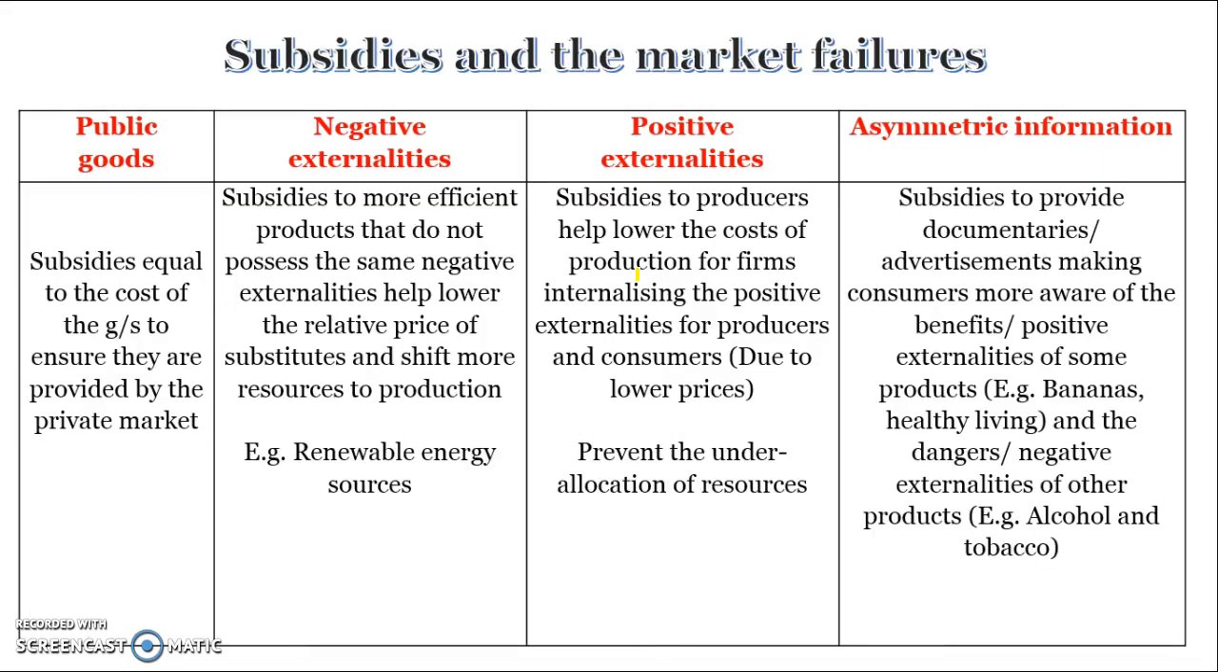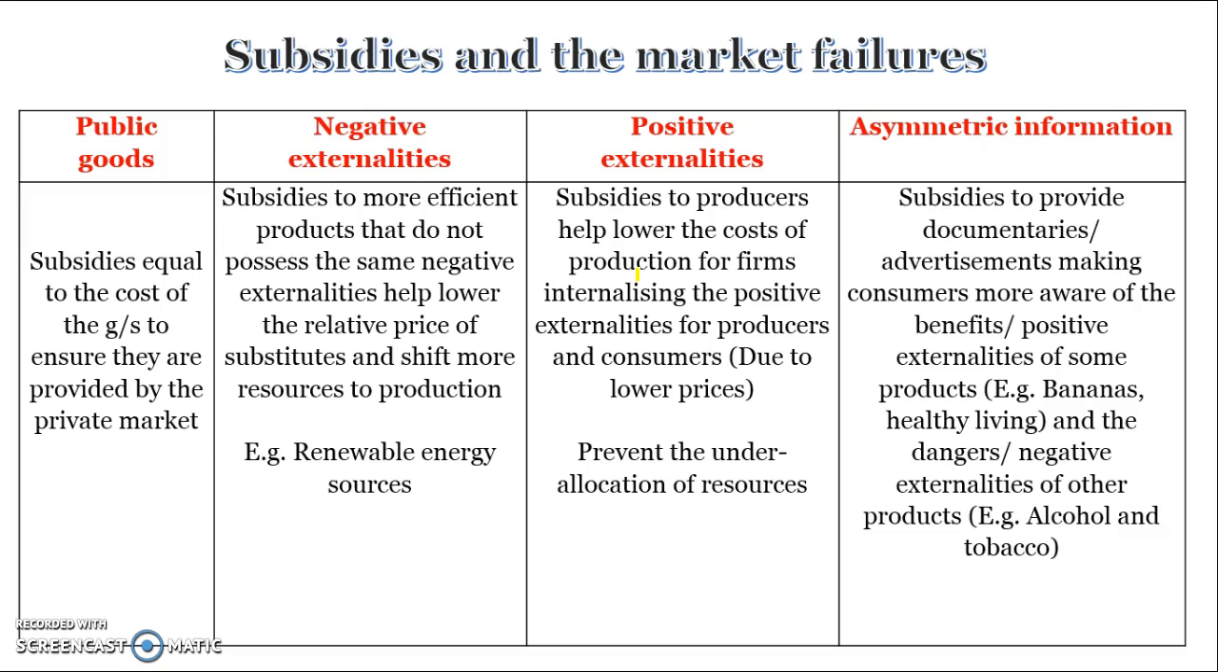So in terms of subsidies and market failures, subsidies can be used to rectify any one of these market failures. In the case of public goods, you need to subsidise producers the full cost of the product so that they're willing to do it. Because they can't extract any revenue out of making that product, we need to subsidise them, give them, for example, a cash grant for the full cost so they'll be willing to produce that product.